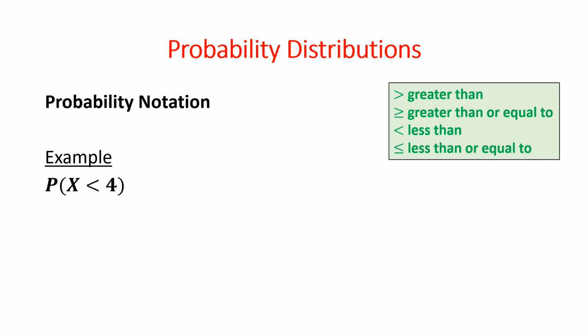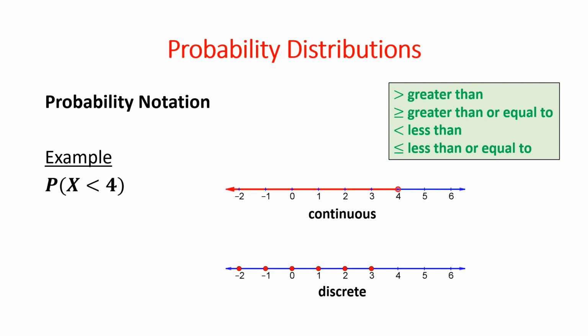When I say probability X is less than 4, for continuous, I have to have an open circle on 4, because I'm not allowed to include 4, and any number less than 4. And for discrete, I must have whole numbers, so I must have any number less than 4. The first whole number is 3, 2, 1, 0, negative 1, and so on.